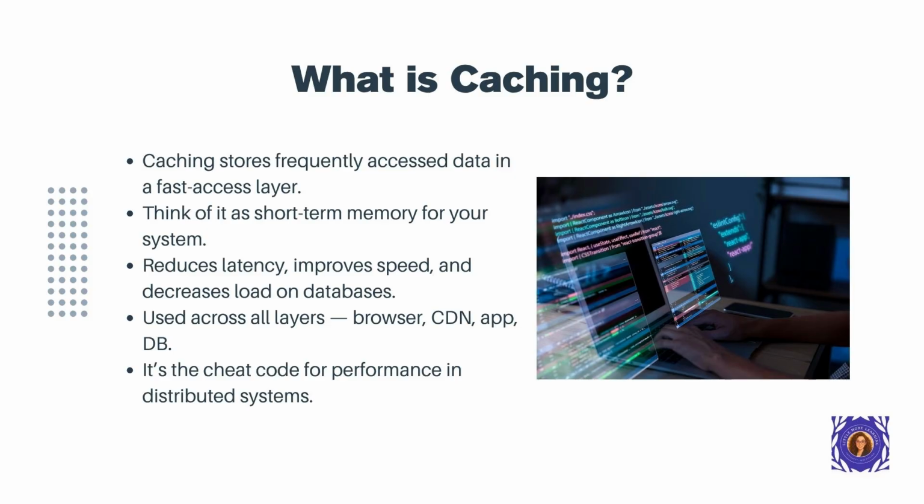Caching is a ubiquitous optimization technique, implemented across virtually all layers of the internet, from the user's browser through content delivery networks, CDNs, within application servers, and even at the database level. It truly is a vital cheat code for achieving optimal performance in complex, distributed systems.